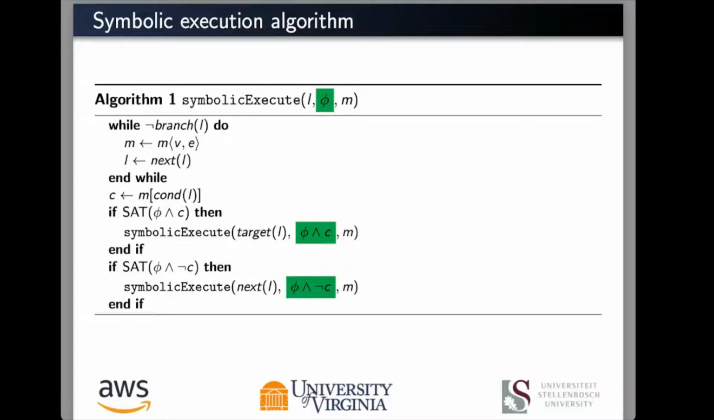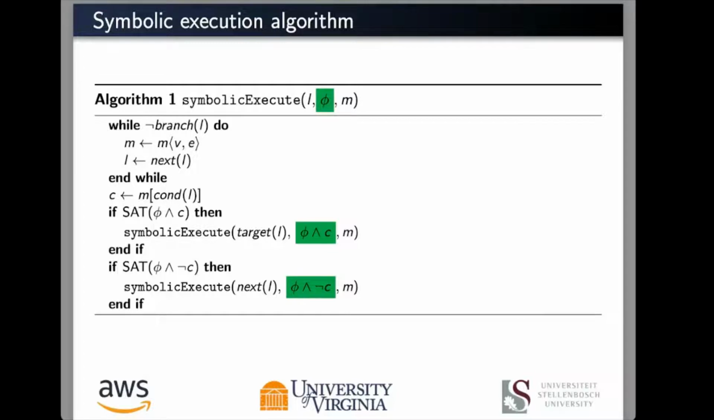And when it reaches a branch, what it does is it accesses the condition that's being tested in the branch and stores that in C. And then you see these two if statements towards the bottom. These are kind of dual cases, so I'll just explain one of them, and the other one is just handling the negation of that case.